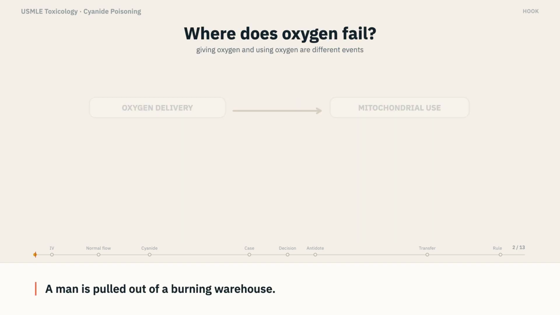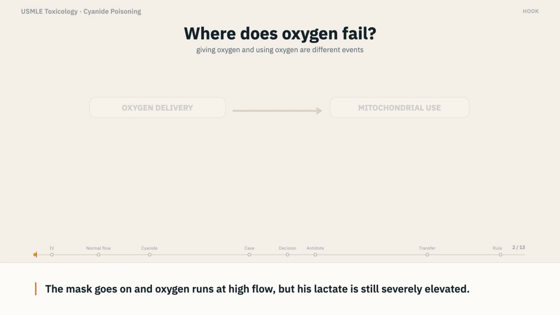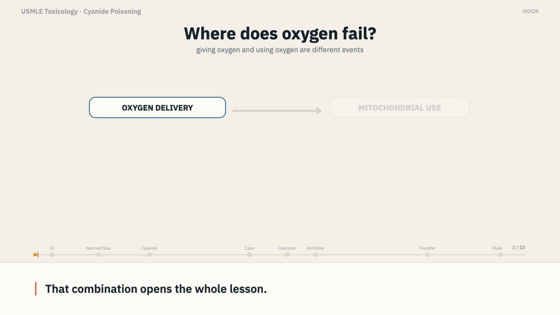A man is pulled out of a burning warehouse. The mask goes on and oxygen runs at high flow, but his lactate is still severely elevated. That combination opens the whole lesson. Giving oxygen and using oxygen are not the same event.